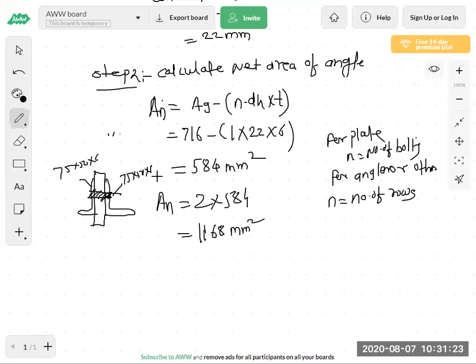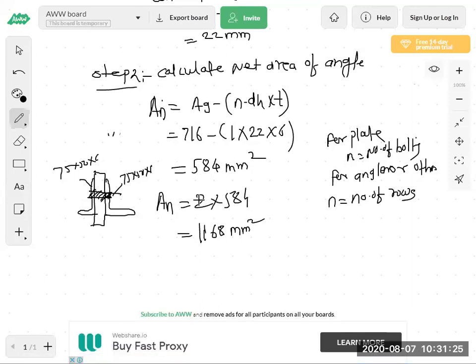So, did everyone get this? Why multiply by 2 here? This is very important. Please everyone, if anyone does not understand, please ask me. Why multiply 2 here?